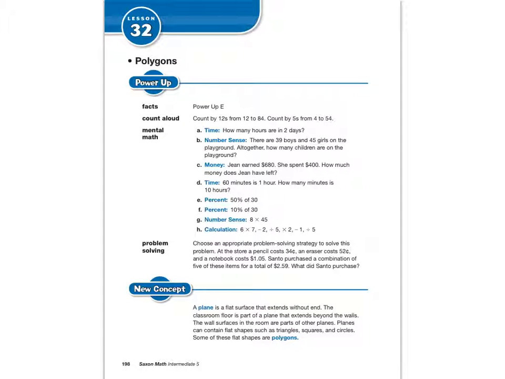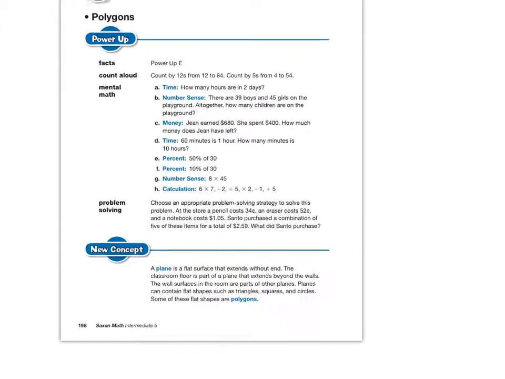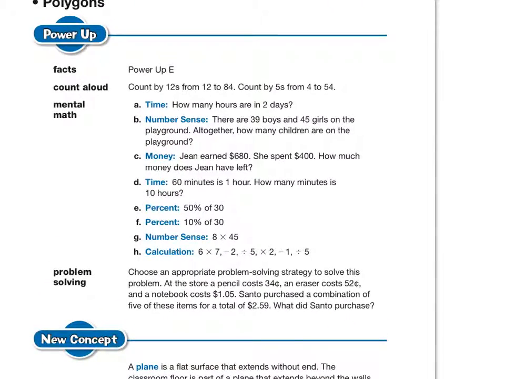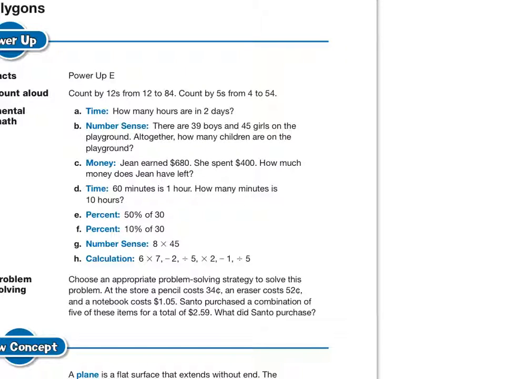All right, lesson 32. Today I am going to skip the number sense, or go through it quickly. Count by 12s to 84. This is actually a pretty good plan, to practice our 12s and our 5s. So let's go ahead and do that.